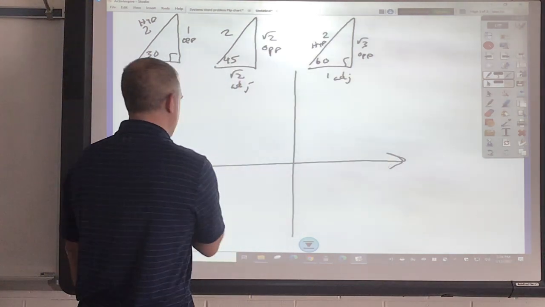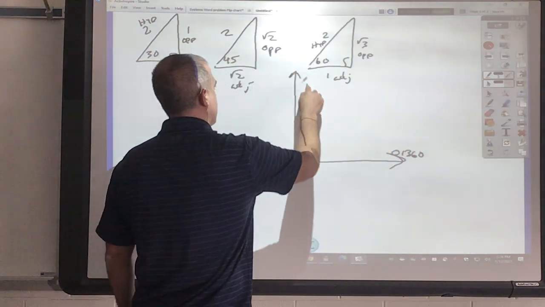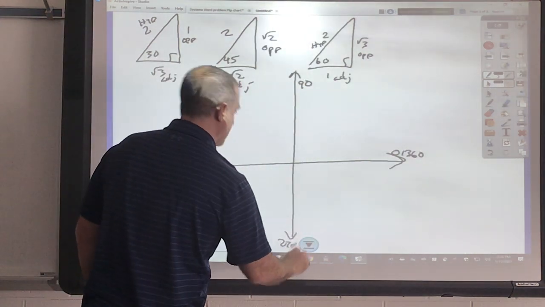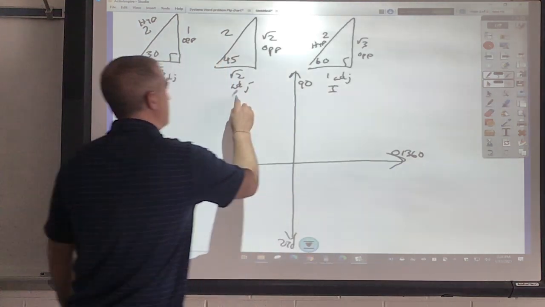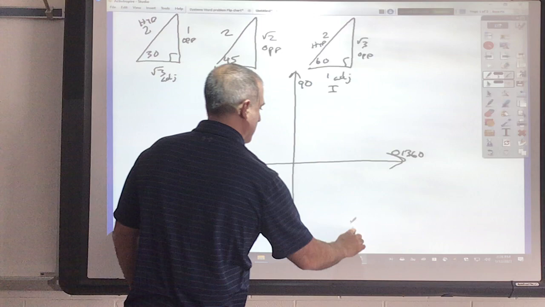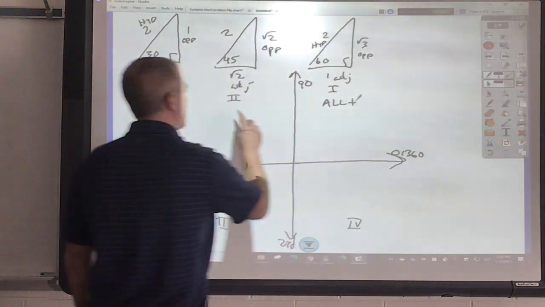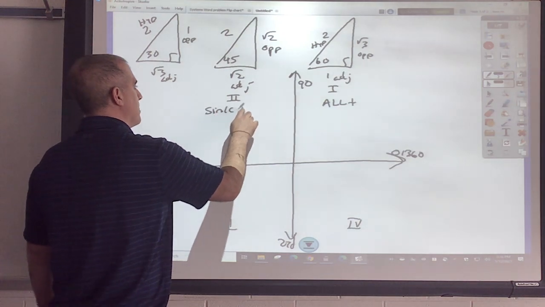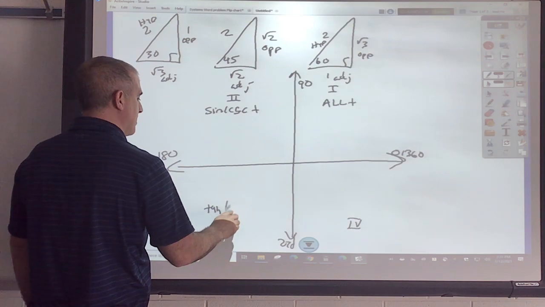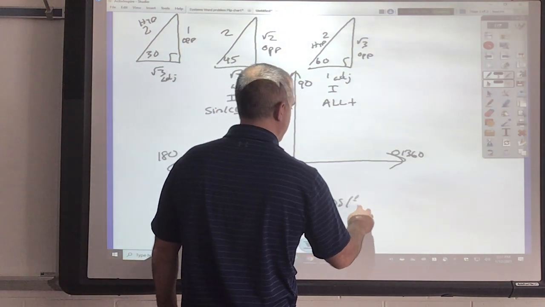We already know this is 0, 360. We already know this is 90, this is 180, and this is 270. We talked about this being quadrant 1, quadrant 2, quadrant 3, and quadrant 4. In those quadrants, all are positive here, just sine and cosecant are positive here, tan and cotan are positive here, and cosine and secant are positive here.